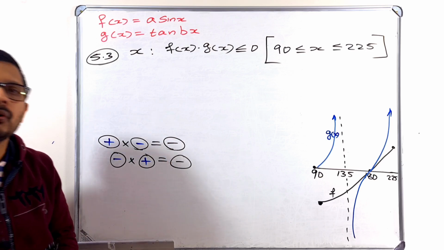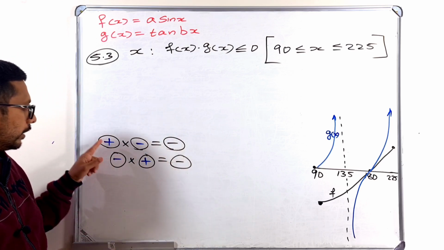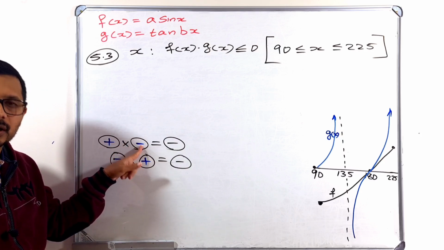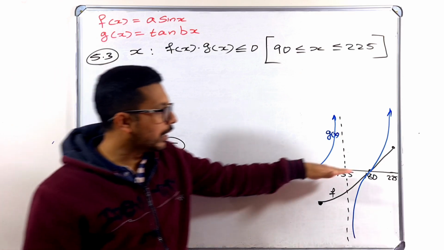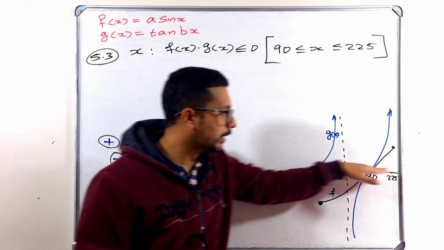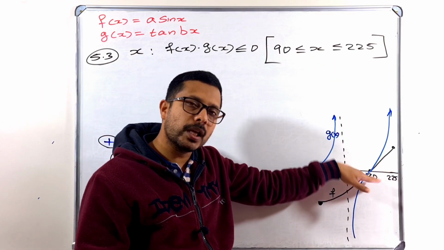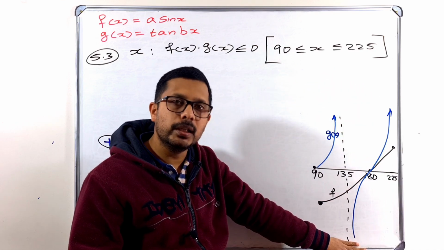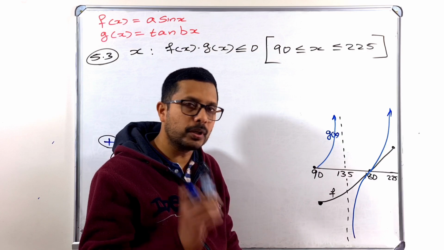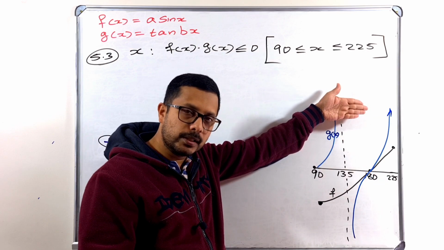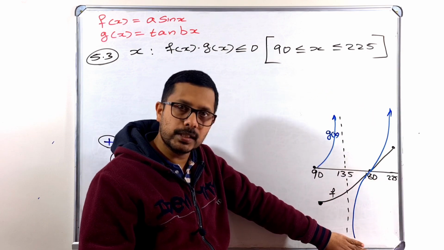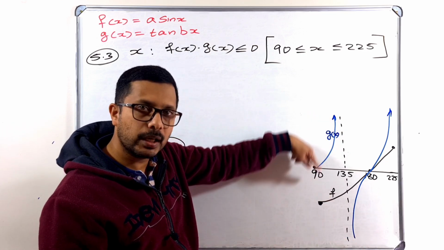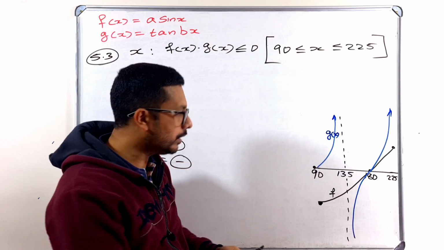Okay, so now you have to think: when can you say that the graph is positive and when can you say that the graph is negative? Try to understand like this. This is the x-axis. If the graph is above the x-axis, it is positive. If the graph is below the x-axis, it is negative. So what about this graph? Here you can see that the graph is above the x-axis, so here it is positive.